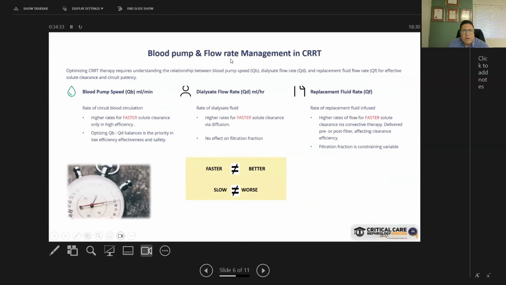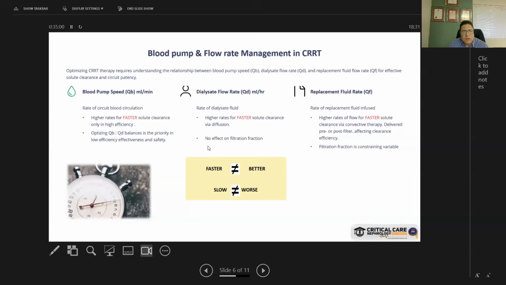The issue of blood pump and flow rates causes a lot of confusion. And this is once again because not all of you are in a position where you prescribe these flow rates on a day-by-day basis, possibly just once or twice a month when you're doing CRRT. But in order to optimize CRRT therapy, we need an understanding of the relationship between blood pump speeds and dialysate pump speeds.